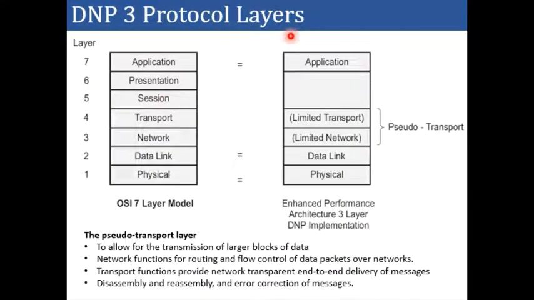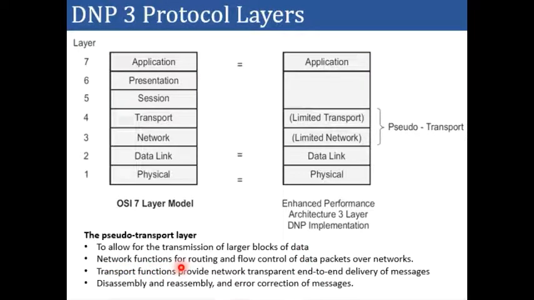The DNP3 protocol layers, if you see, this is your OSI 7 layer model where we have physical, data link, network, transport, session, presentation, and application layers. While in case of DNP3 protocol, it is based on Enhanced Performance Architecture, that is EPA. So 3 layers are from EPA. On top of that, we add a pseudo transport layer which has limited transport and limited network capability. So the pseudo transport layer allows the transmission of large blocks of data. How? That we will see in the next slide.